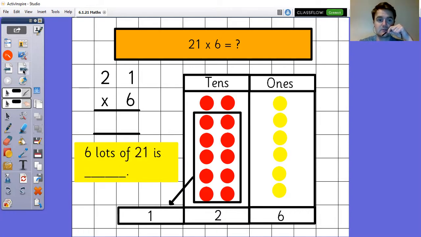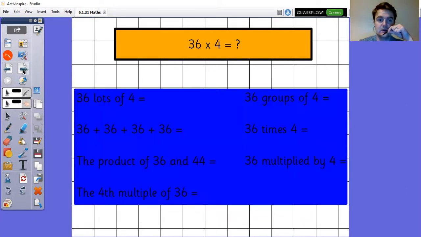So 6 lots of 21 is 126. Let's have a look at another example. So I've added 36 times 4. Again, there are lots and lots of different ways that I can say that sum and represent that sum. And here are some of them. And again, it's commutative, so either way round would work.